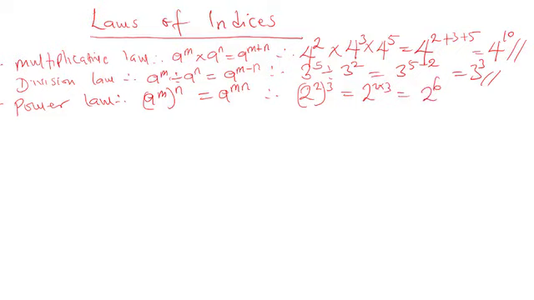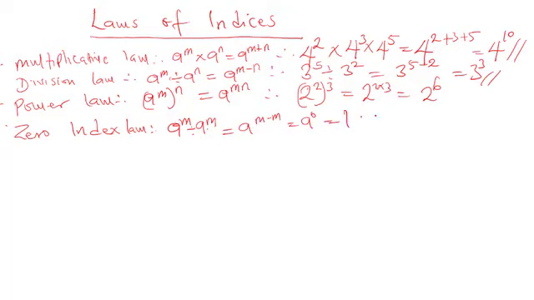Now the fourth law, remember I'm stating all the laws of indices for you to use as a guideline. The fourth law is called the zero index law of indices. Now if we have a raised to the power m divided by a raised to the power m, it is equal to a raised to the power m minus m, so it's a raised to the power 0, and a raised to the power 0 is equal to 1.